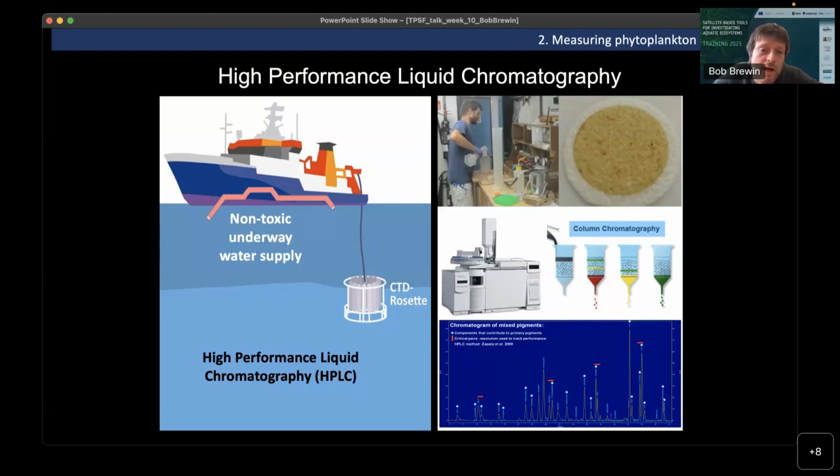This way you can also look at other pigments in the phytoplankton sample, which is useful for looking at the phytoplankton composition or looking at the physiological state of the phytoplankton in the water. But this is a common technique that's used to measure chlorophyll concentration, the metric of phytoplankton biomass that we're going to be using in this lecture.